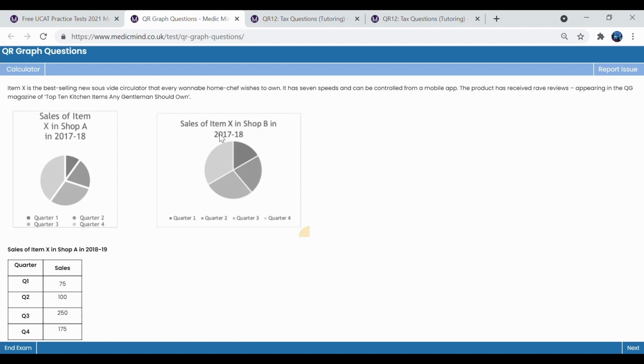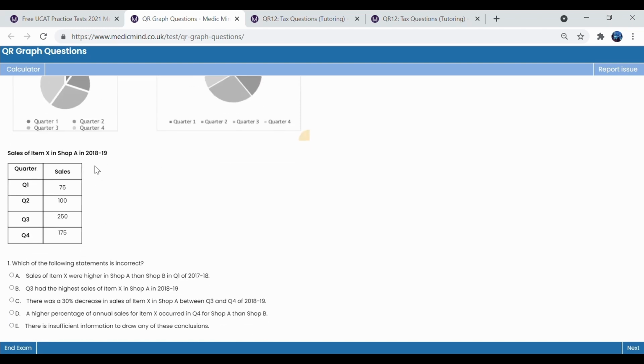This part, I've skimmed it. I've just read best-selling, product, rare reviews, magazine, so it's something important, so I don't need to read it. Now here, I've seen sales of item, and I've seen 2017-18, and here's 2018-19. So I've kept that in mind and know which table or chart to refer to. So which of the following statements is incorrect? Okay.